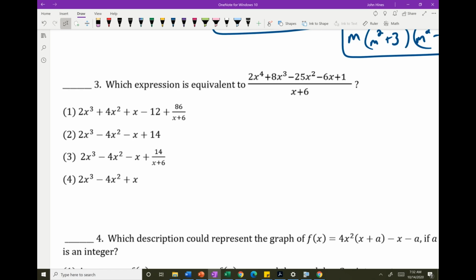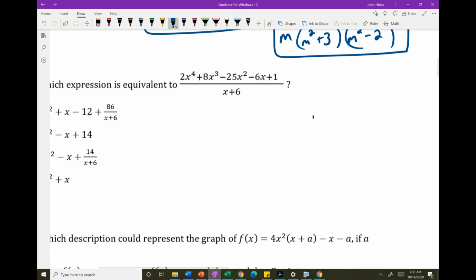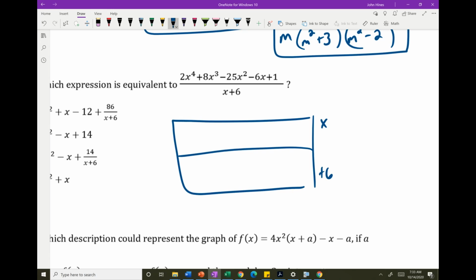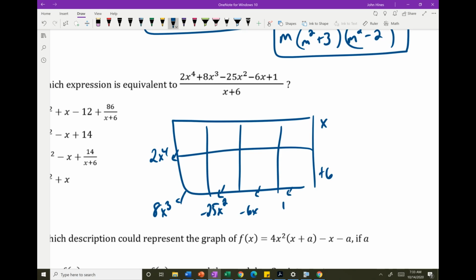Which expression is equivalent to this? So I need to use division here. I'm going to use reverse tabular, but also know that you can long divide. So I got 2x to the fourth, 8x to the third. I'm watching out for placeholders. You have to make sure that you have every term along the way, and I do.